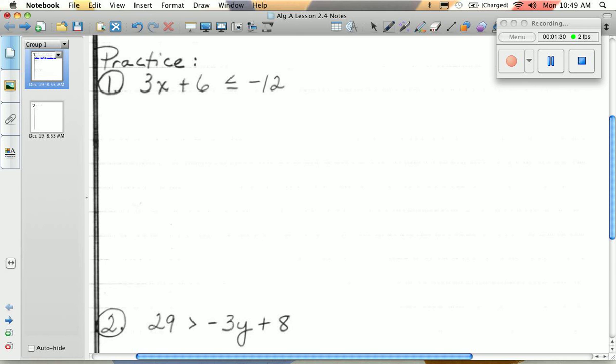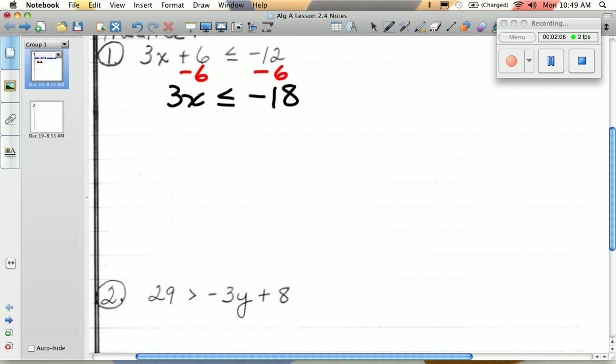What are we going to do first in number 1? Class, together, what are we going to do? Subtract 6. 6 is being added to the 3x, so we're going to subtract it. So now our inequality statement reads 3x is less than or equal to negative 12. It's kind of like our temperature outside right now. It's 12 below 0, and it drops another 6 degrees. Where's this going to end up? Negative 18.